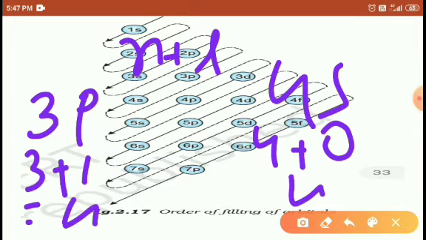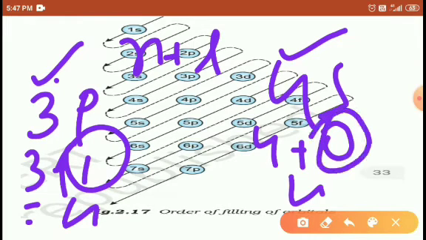Right. So in this case, when the n plus l values are equal, we give the first preference to the orbital with the lower n value, which has lower energy. Here the azimuthal quantum number is high for 3p and low for 4s, but we give first preference to 3p because its n value is small. Next, afterwards, we give preference to 4s, where the n value is high. Right, students?